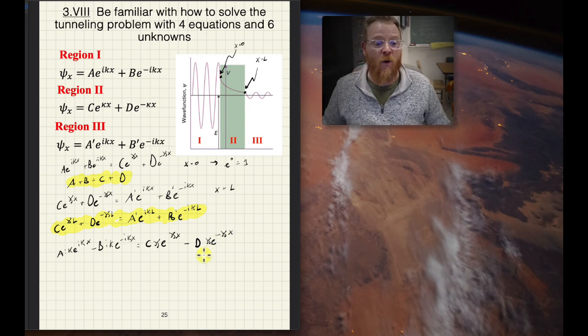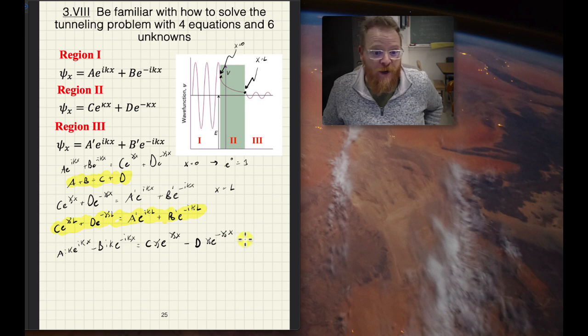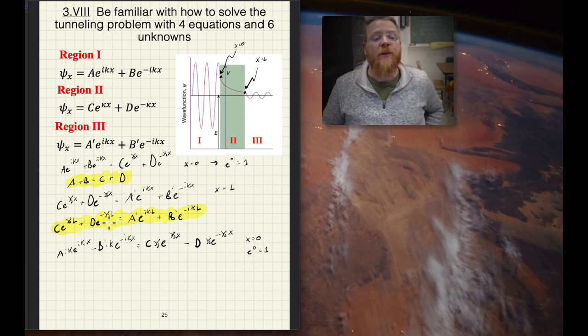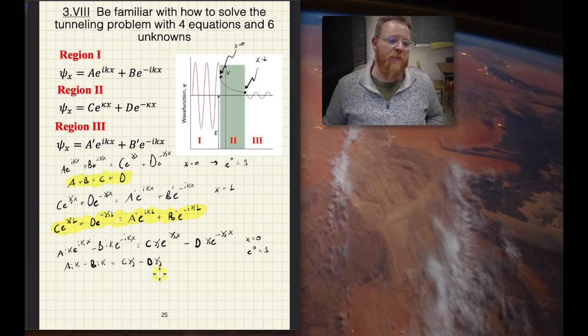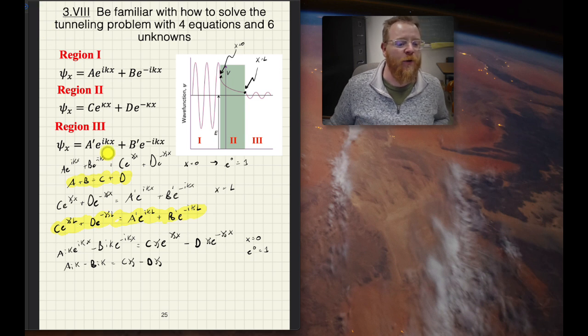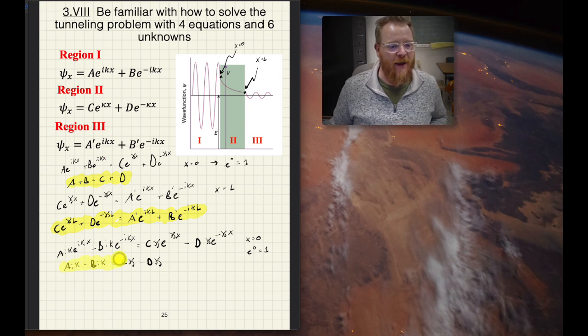All right, and so just like we did before, we know at that boundary that x equals 0 and e raised to the 0 power equals 1. So we can make another simplification like we did before. And what we will end up with is A ik minus B ik equals C κ minus D κ. And there is our third equation. Let's go ahead and highlight that. Okay, beautiful.